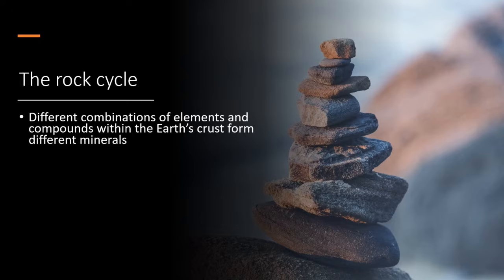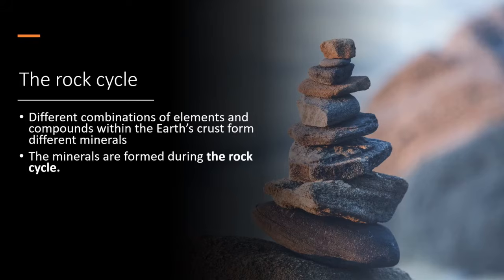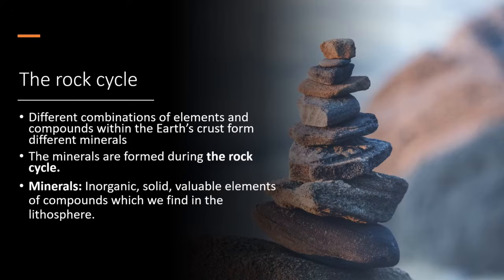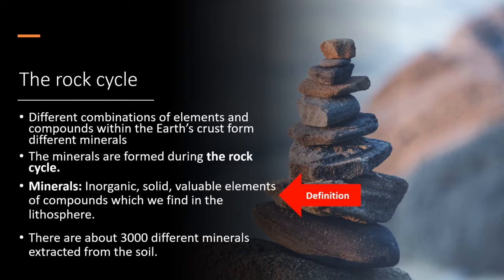Different combinations of elements and compounds are found within the Earth's crust that form different minerals. These minerals could be platinum, gold, iron oxide, or silicon oxide that can all be removed or formed from the rock cycle. A mineral, which is your definition, is an inorganic, solid, valuable element or compound which we are able to find within the lithosphere. There are about 3,000 different minerals that are extracted from soil, and these minerals will be recreated due to the rock cycle.